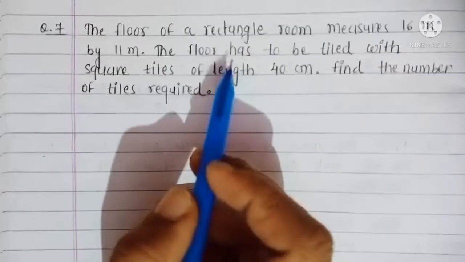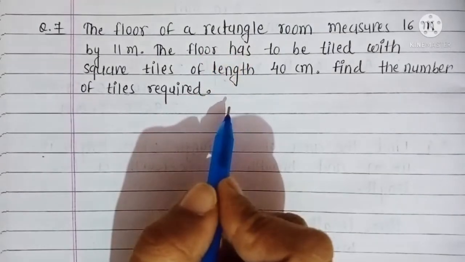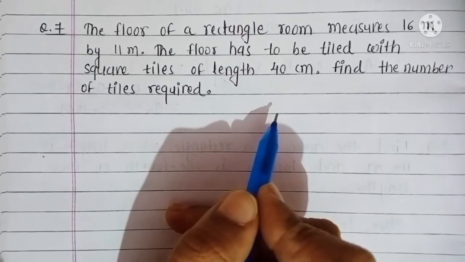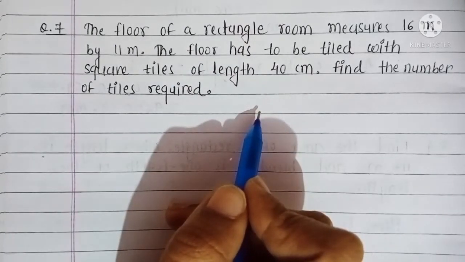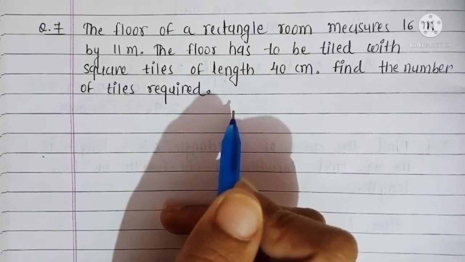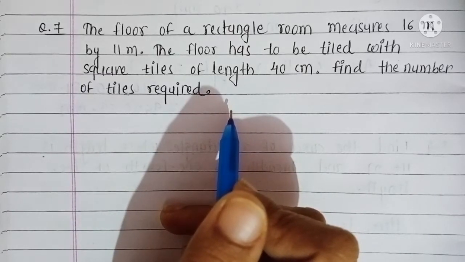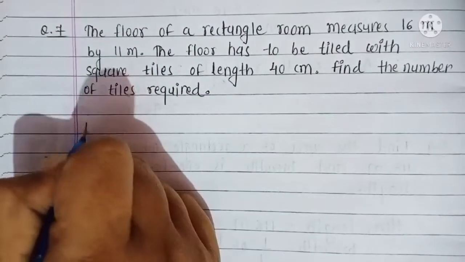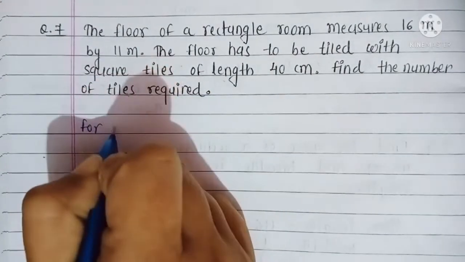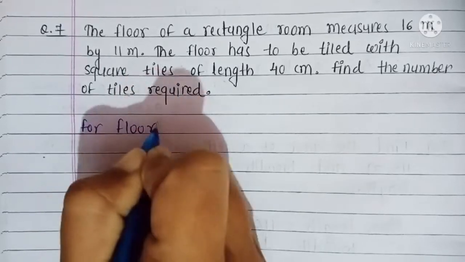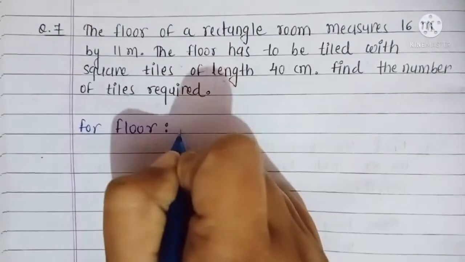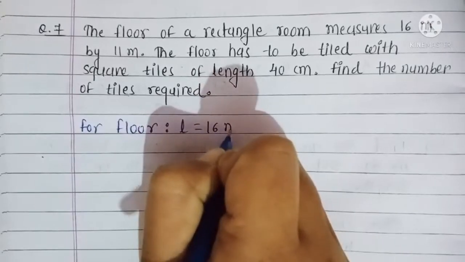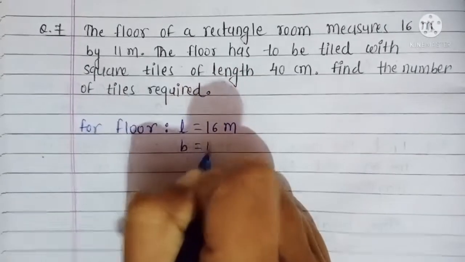First of all we find the area of the floor and then we find the area of the tiles. After that, we divide the area of the floor by the area of the tiles and we get the number of tiles. First of all, we write the dimension of floor and dimension of tiles. For floor, length is equal to 16 meter and breadth is equal to 11 meter.